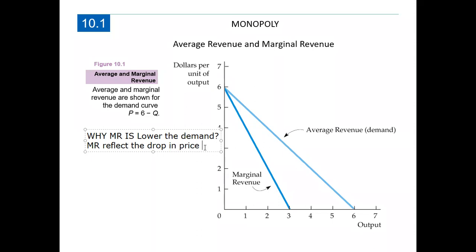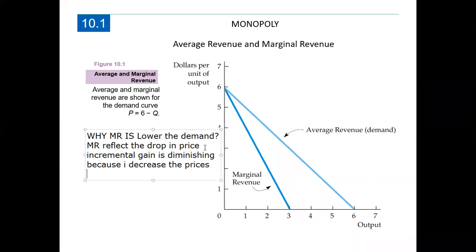So the incremental gain is diminishing. Why is it diminishing? Because I decrease the prices. I have revenue, but the gain of this revenue becomes lower. Yes, exactly, it's always the same idea, above it or not. This is important. Why? Because I decrease the prices.